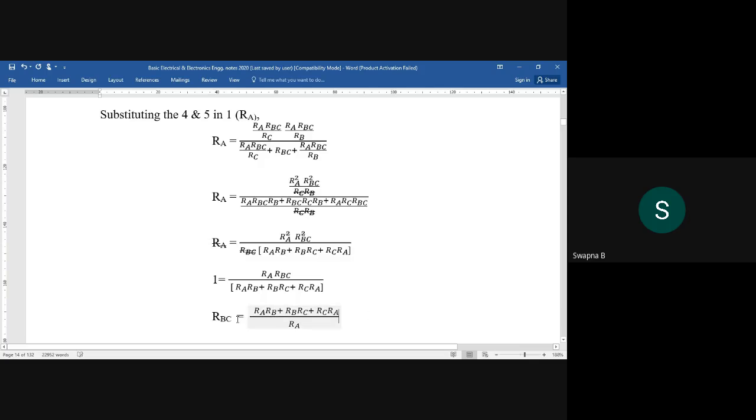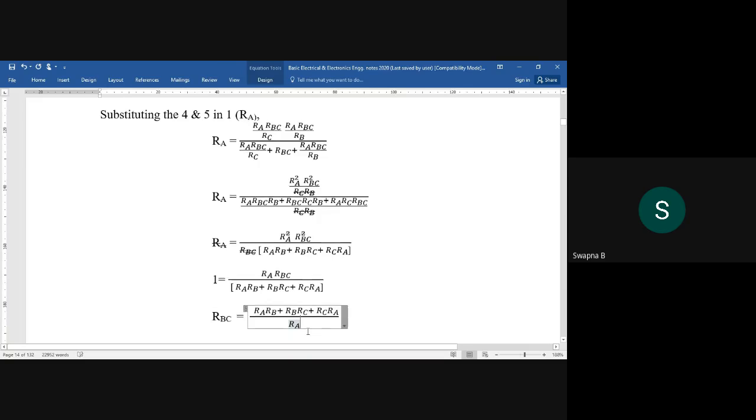Okay, see Rbc means in the delta to star, already I told all parameter denominators, which means Rab, Rbc, Rca denominator will be same. Okay, but here in star to delta, numerator will be same. Okay, in the denominator, this is Rbc. There is no A in the left hand side, only BC. But in the output, we will get Ra. Which term is not in left hand side? That is the answer in right hand side.